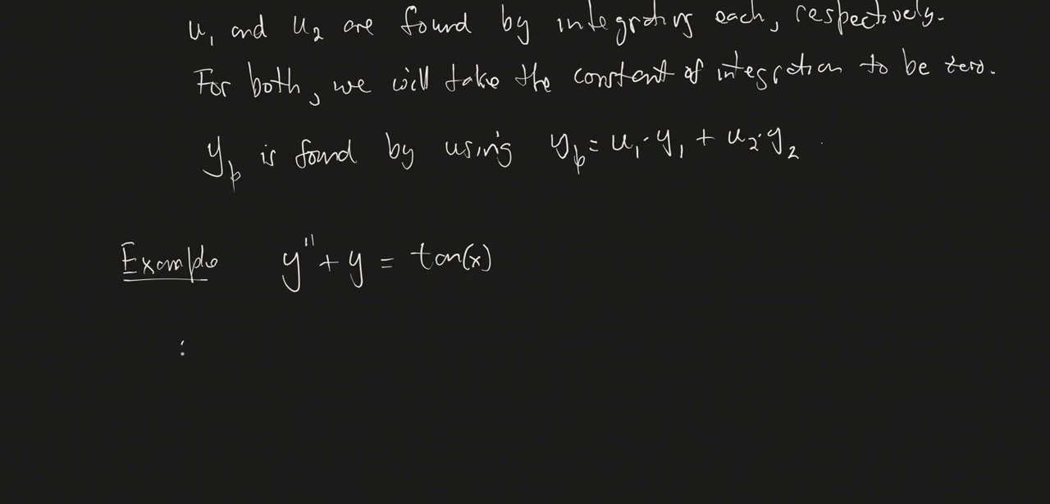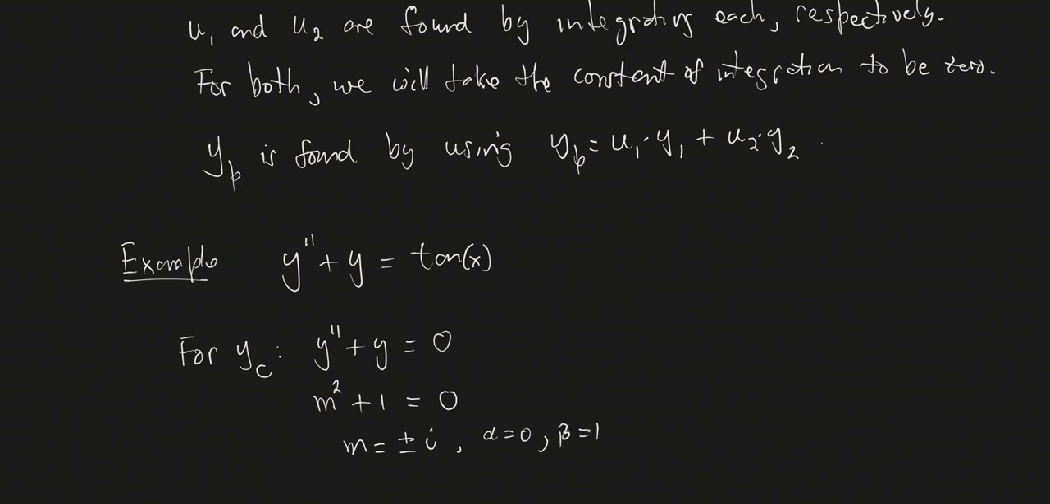All right. So first, we are going to find our y sub c. So we're going to solve the corresponding homogeneous equation. So that's m squared plus 1 equals 0. Again, you can either use the quadratic formula, or if you're comfortable with complex numbers, you can see that m in this case is going to be plus or minus i. So this is our third case, and alpha is 0, beta is 1.